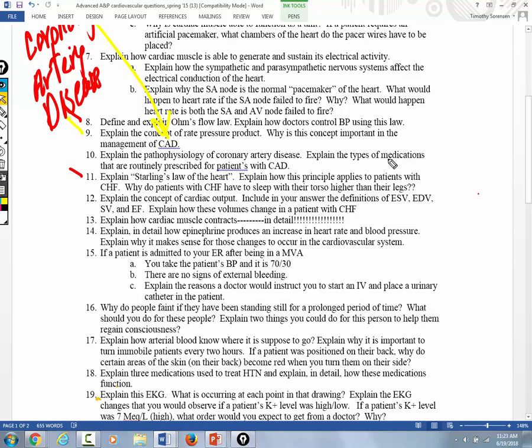Hey, here we go. Explain the concept of rate pressure product and why it is important in the management of CAD. It's important because you want to reduce the workload on that heart. The more the heart has to work, the higher your heart rate and blood pressure, the more oxygenated blood it requires through those coronary arteries. So if you have plaque buildup in those coronary arteries, you want to reduce that rate pressure product. That's why you're given beta blockers, because beta blockers decrease your heart rate and the force of contraction of your heart. Yes or no?